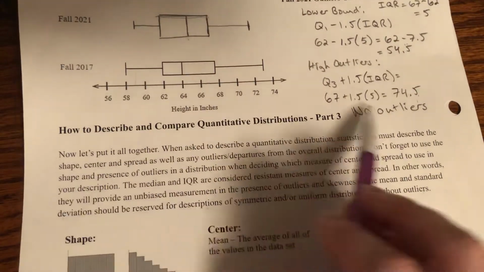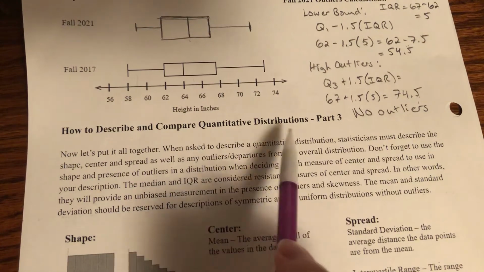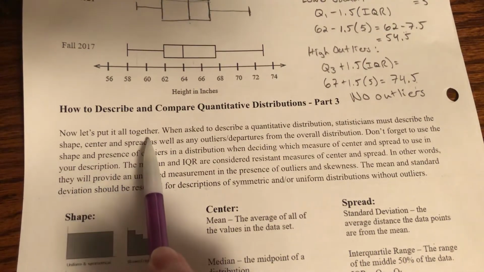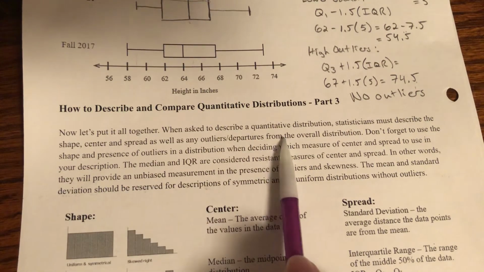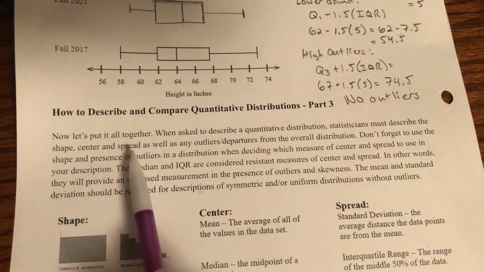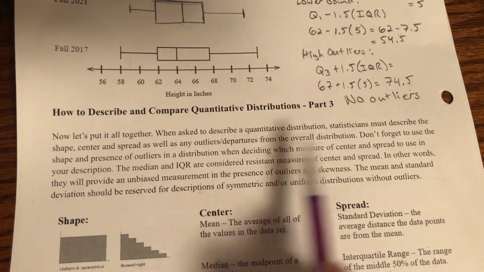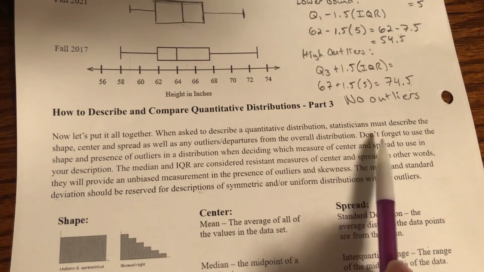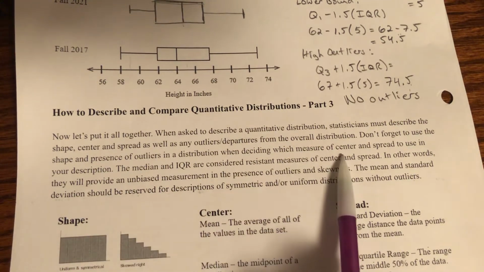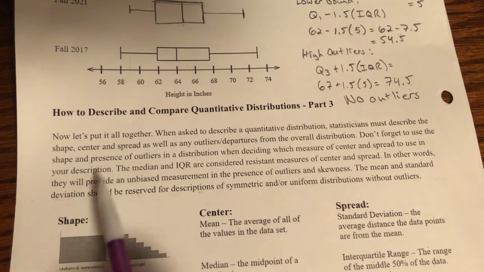Now, part 3 of how to describe and compare quantitative distributions. So let's talk about this. Now let's put it all together. When asked to describe a quantitative distribution, statisticians must describe the shape, center, and spread as well as any outliers or departures from the overall distribution. Don't forget to use the shape and presence of outliers in a distribution when deciding which measure of center and spread to use in your description.